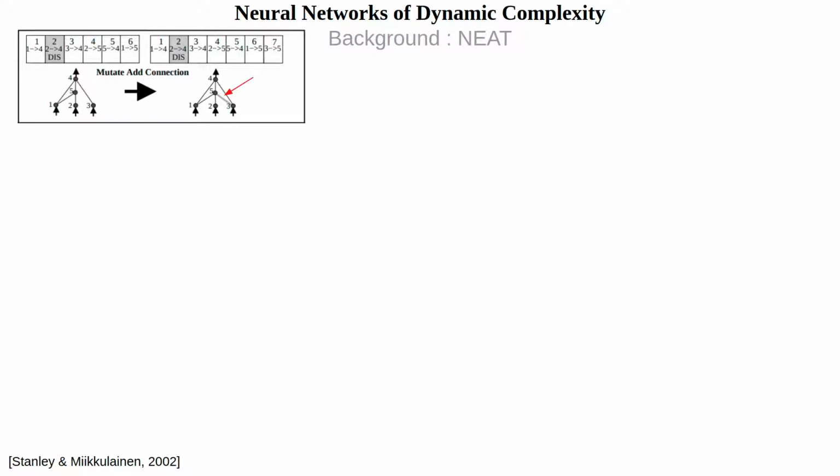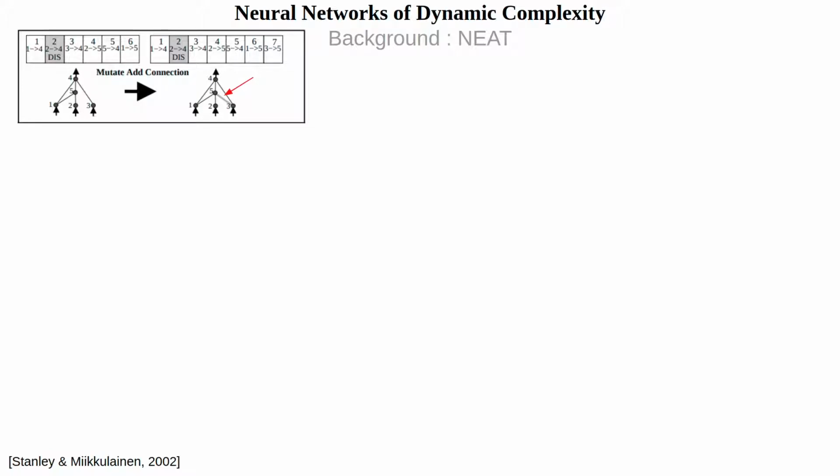Introducing neural networks of dynamic complexity. Before we begin, a little bit of backstory. Nowadays, in terms of evolving dynamic networks, the most revered reference comes to us from an algorithm named NEAT, developed in the early 2000s. In this algorithm, mutations modify the structure of the neural network.